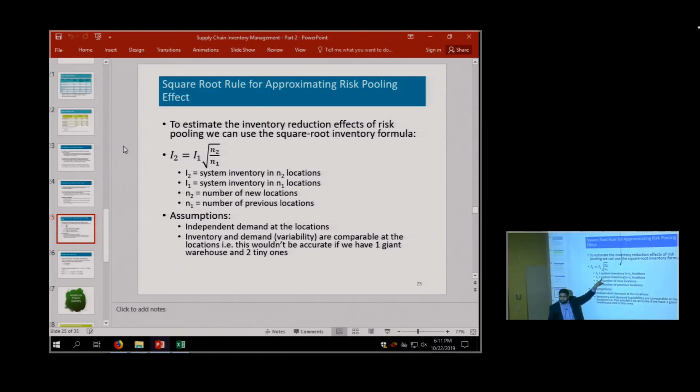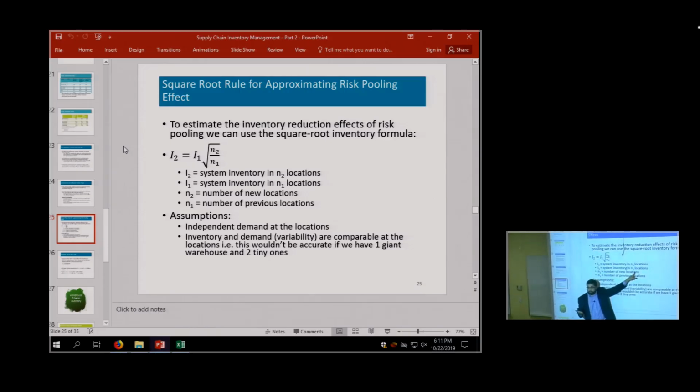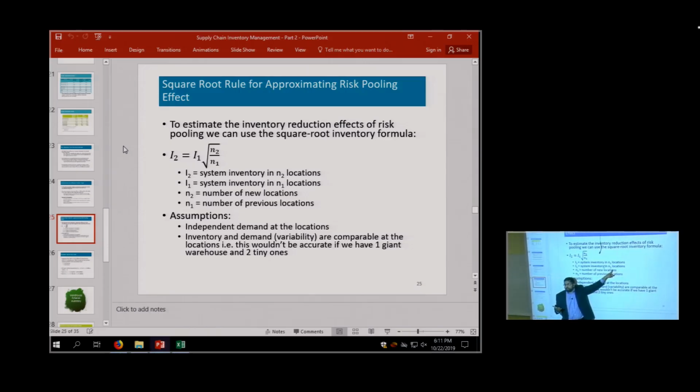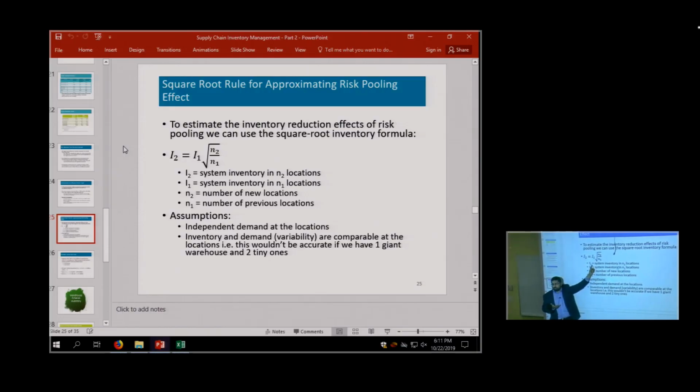You have 5 warehouses. I1 is total inventory in your 5 warehouses. N1 equals 5. And the question is, what happens if you go down to 3 warehouses? N2 would become 3. And then I2 is what we want to find out. So I2, which is total inventory across 3 warehouses, is going to equal I1, the total inventory across 5 warehouses, multiplied by the square root of 3 over 5.